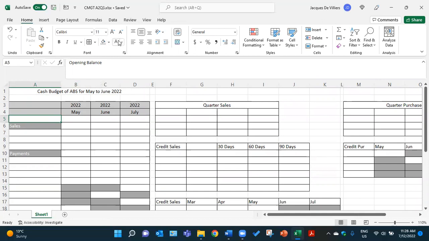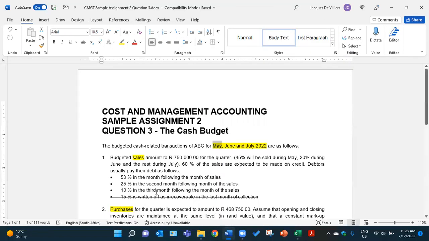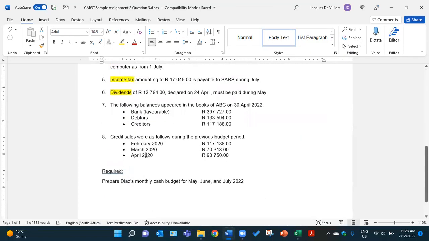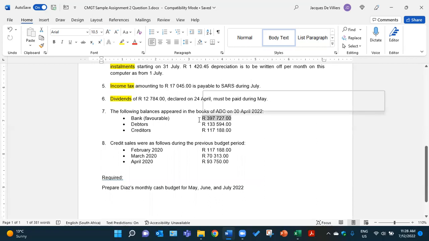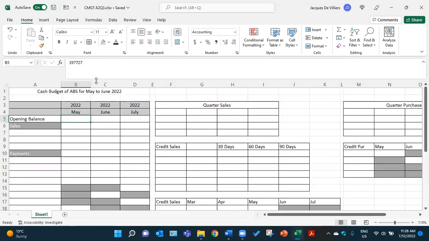They give us an opening balance. And that opening balance, if you go and look there again, is a favorable bank balance of 397,727. That is what we start with. Can't fill in anything there yet. We don't know what it is.